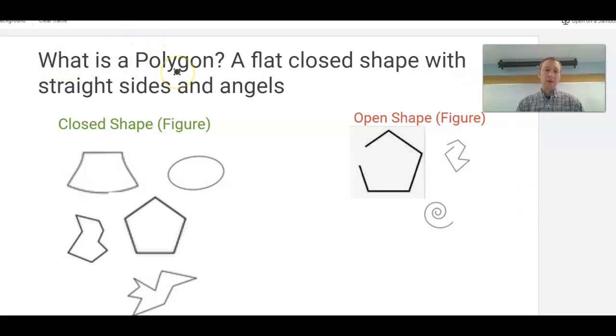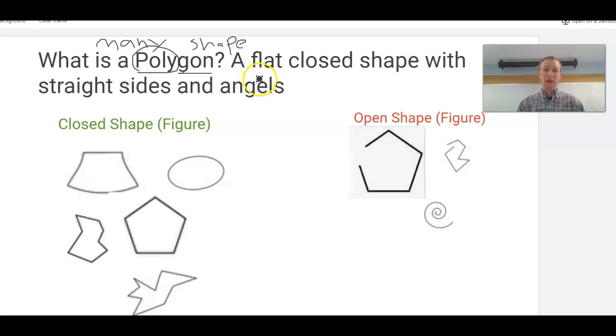What is a polygon? Basically, a polygon is a flat closed shape with straight sides and angles. And we're going to look at each of these parts in turn. But let's just start off with this word polygon. We can split up the word polygon into two words. We've got the word poly, and the word poly means many. It's a prefix that means many. And the suffix gon means shape. Okay, so a polygon is basically a shape with multiple sides.